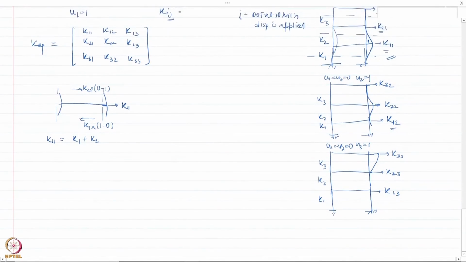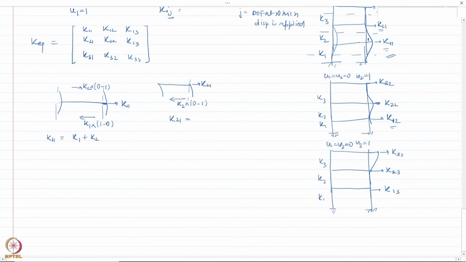Now if I consider the story above this, the second story, which looks something like this here, on this I'm applying force K21. There is force from below, in which direction, K2 times whatever the deformation at this point is, which is 0, minus the deformation of the floor below, which is 1. So in this case, K21 comes out to be equal to minus K2.